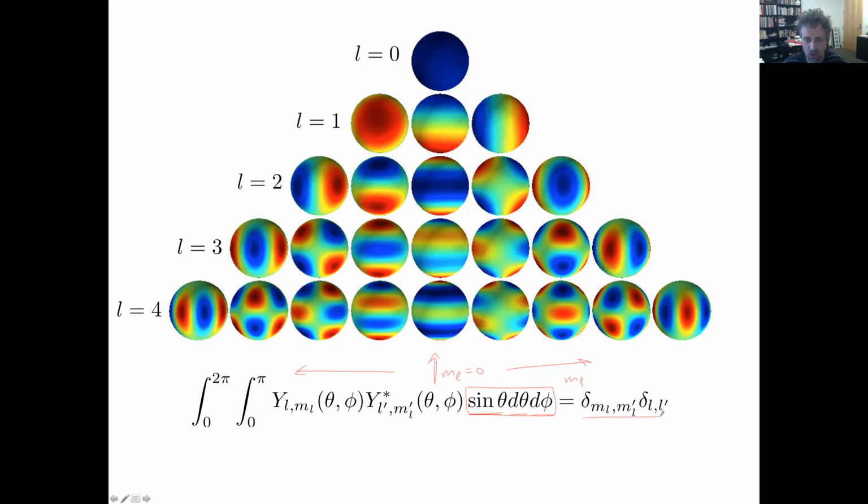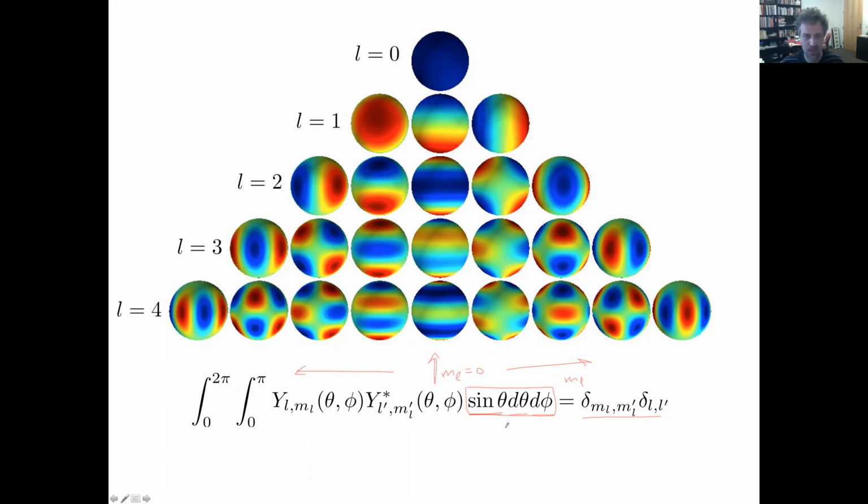If they are an orthonormal set, that means that this integral is only going to be 1 if and only if both ML and L are going to be the same for both functions. Okay, so that's what these Kronecker deltas say. They say ML must be equal to ML prime and L must be equal to L prime for this integral to be 1. Otherwise, the integral is going to be 0. All right, so that's the same condition as before.